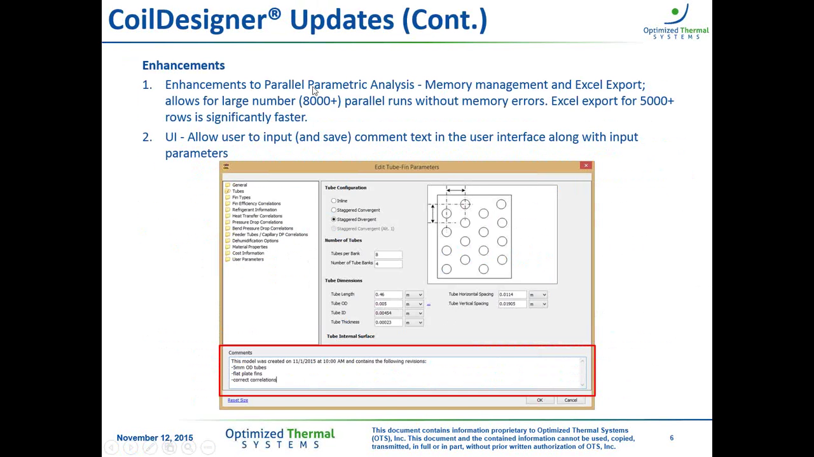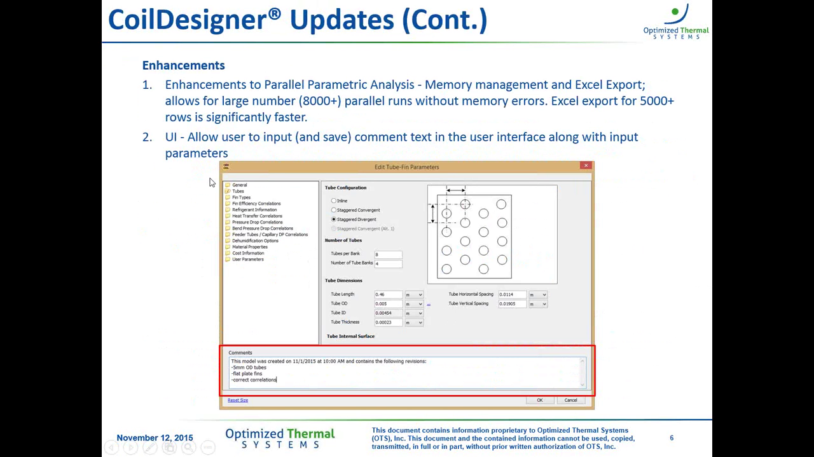So the first enhancement has to do with the parallel parametric analysis. This is really just kind of a memory management fix that allows us to do a better job with the parallel runs. You can have a larger number of runs. You can export the data to Excel faster. So if you're doing a large parametric analysis, you may have noticed in the past there are some bottlenecks and it may be slow to do certain tasks. This should improve the experience with the parallel parametric analysis tool.